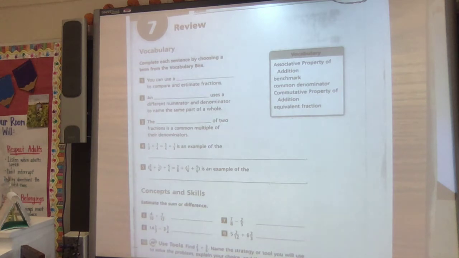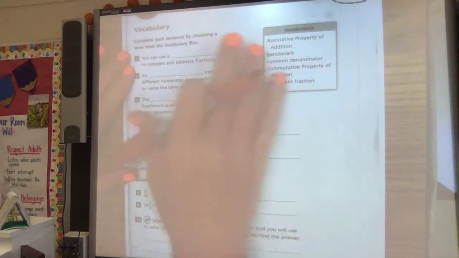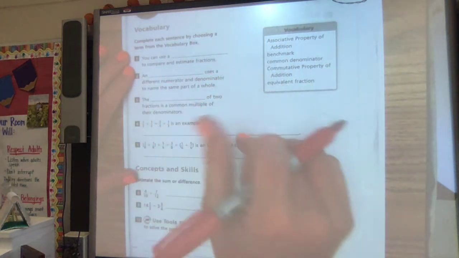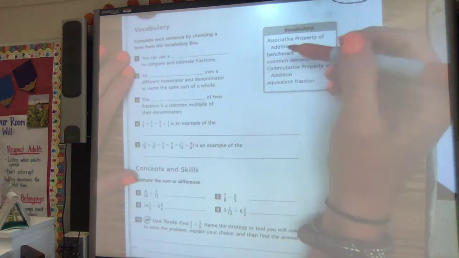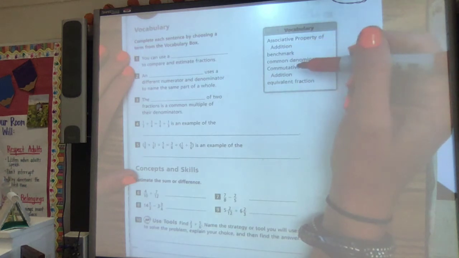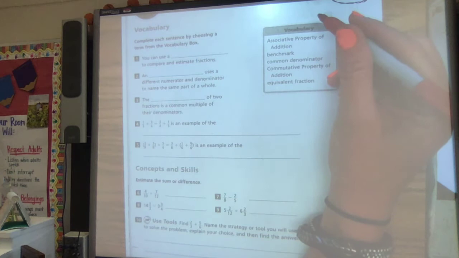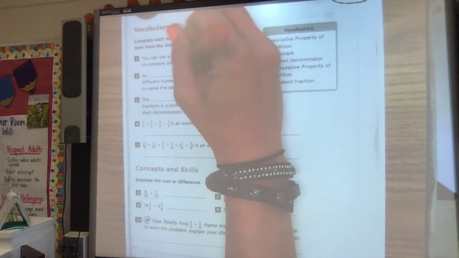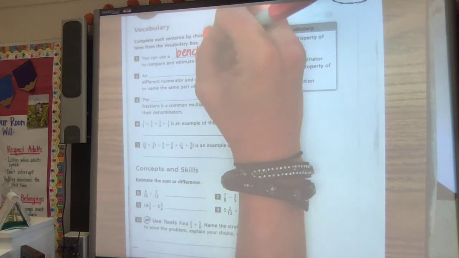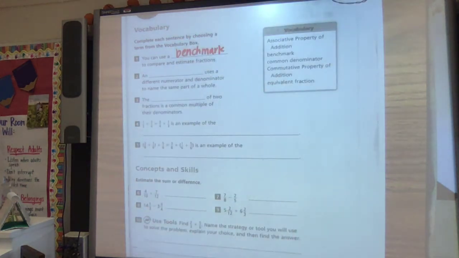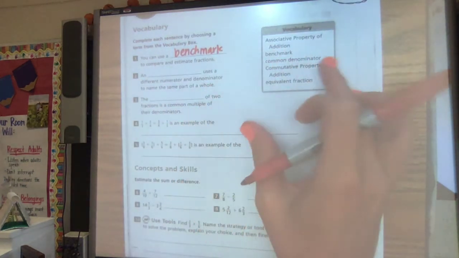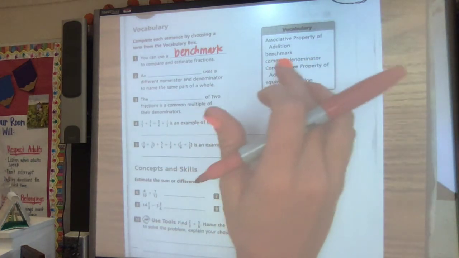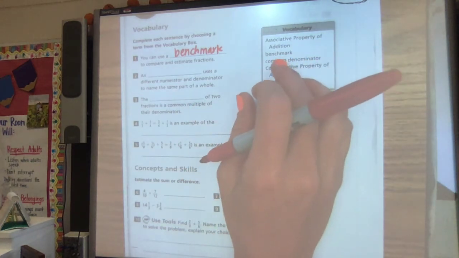Alright, so the first one says you can use a blank to compare and estimate fractions. You can use a benchmark. So that's meaning that 0, half, or 1 to help estimate and compare them. We use benchmarks. You might say common denominator, but there's a better answer for that one here.